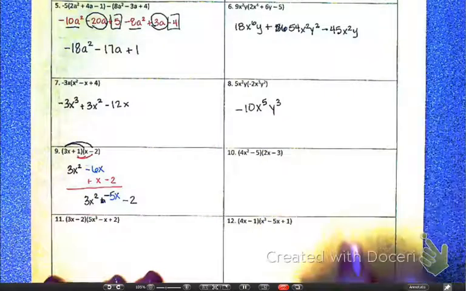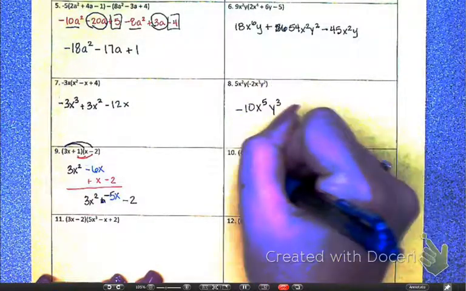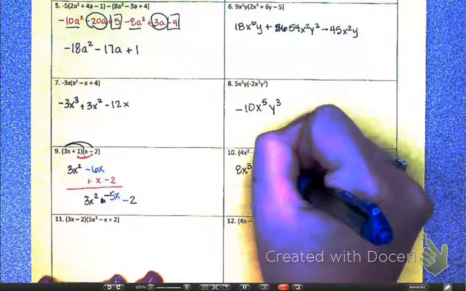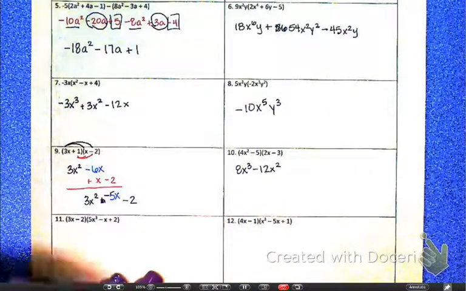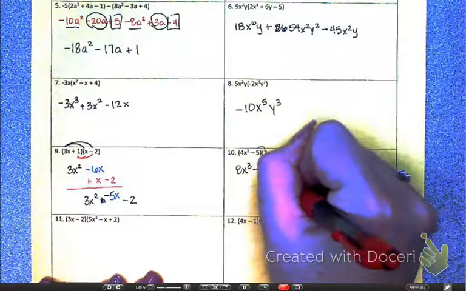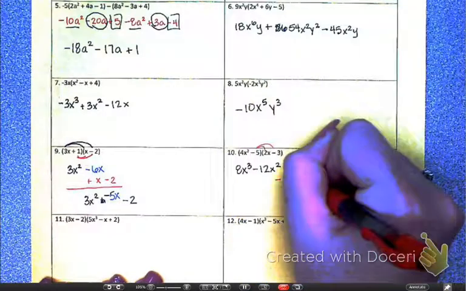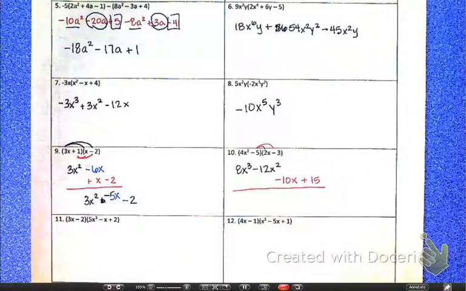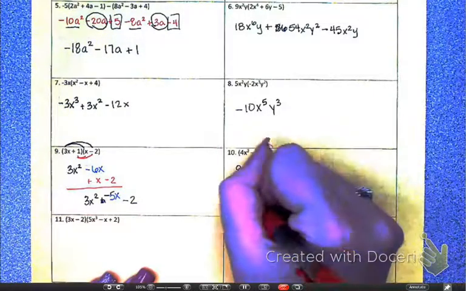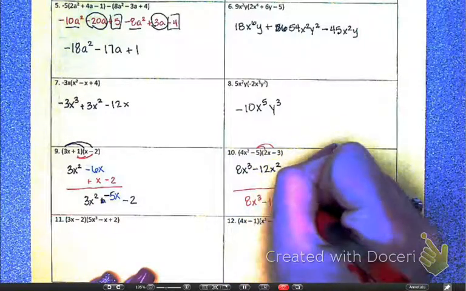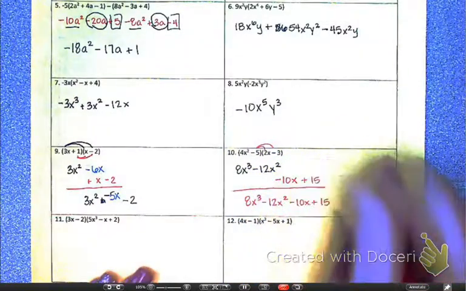Here we go. So if I distribute, I get 8x to the third minus 12x squared. And then I get a -10x plus 15. There are no like terms with this one, so it's just a matter of rewriting. 8x to the third minus 12x squared minus 10x plus 15.